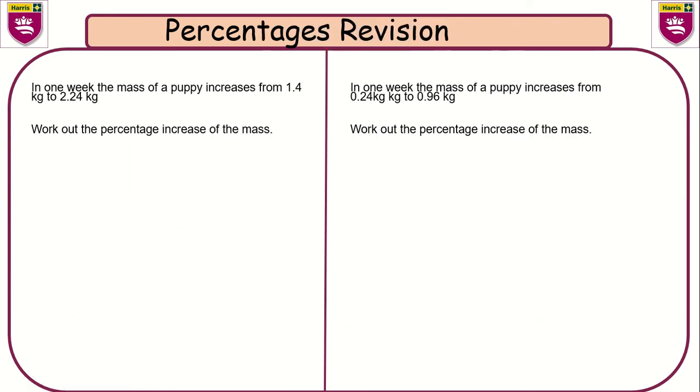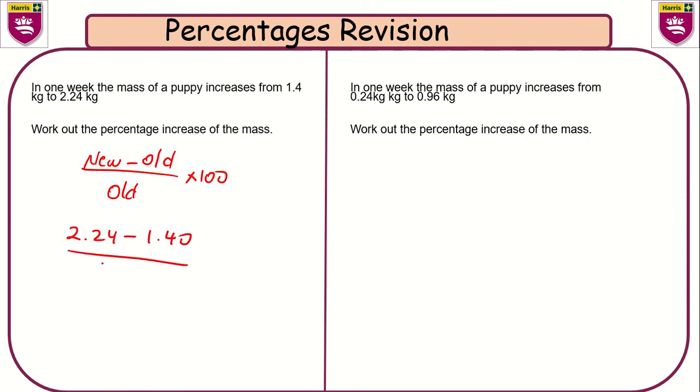Right, in 1 week, the mass of a puppy increases from 1.4 to 2.24. Work out the percentage increase of the mass. Okay, that's absolutely fine. The formula was that we are going to do new, take away the old, divided by old times 100. So we're going to find out the change between 2.24 and 1.4. We're going to divide it by the original number that was mentioned to us, which is 1.4, and then times it by 100. So we're going to do 2.24 take away 1.40 divided by 1.40 times it by 100.